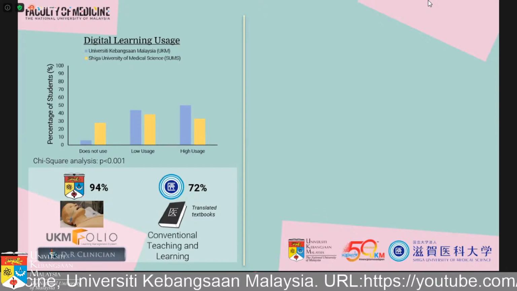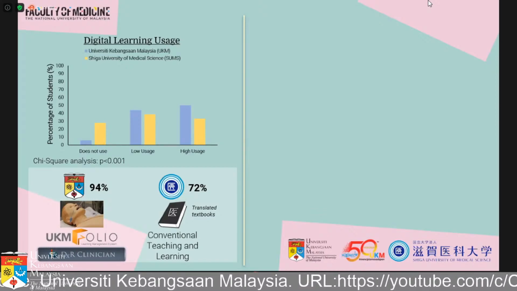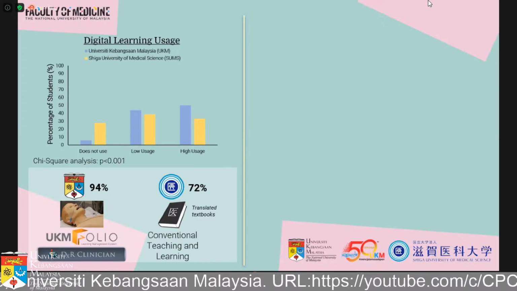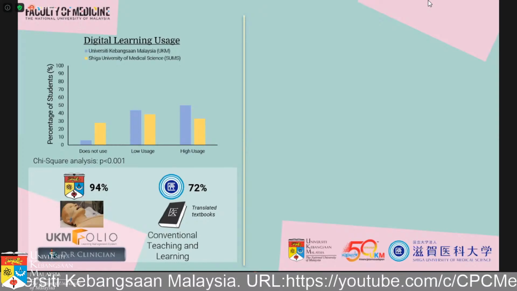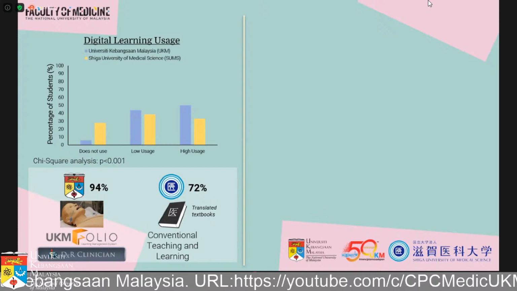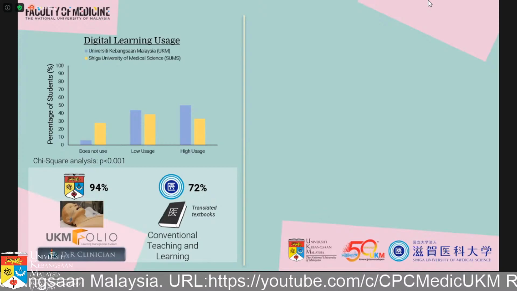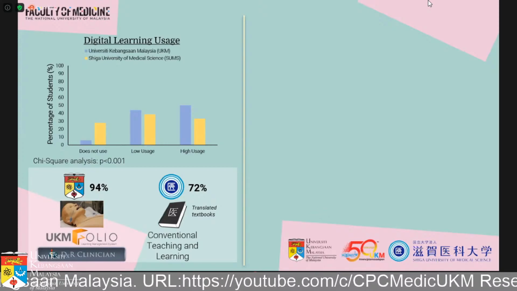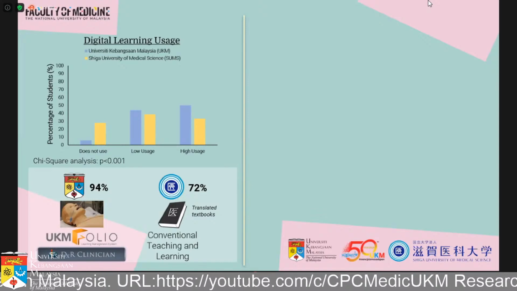However, in the Malaysian setting, specifically in UKM, even though our classes are also mostly face-to-face, we also have technology advancement, such as clinical skills lab, simulation software such as the DXR Clinician, and also learning management systems such as UKM Folio.